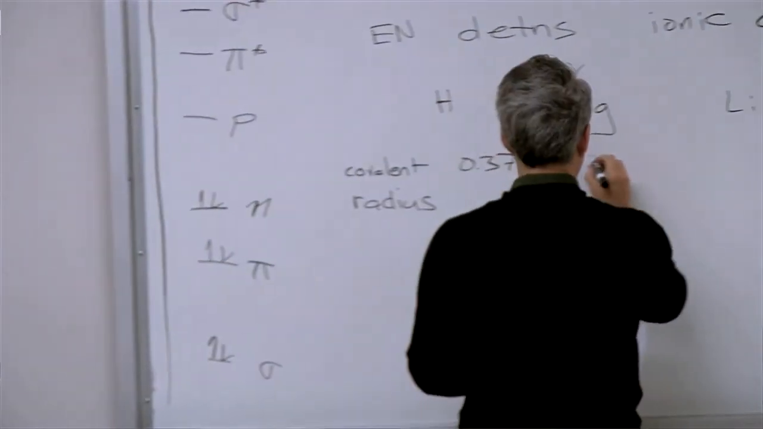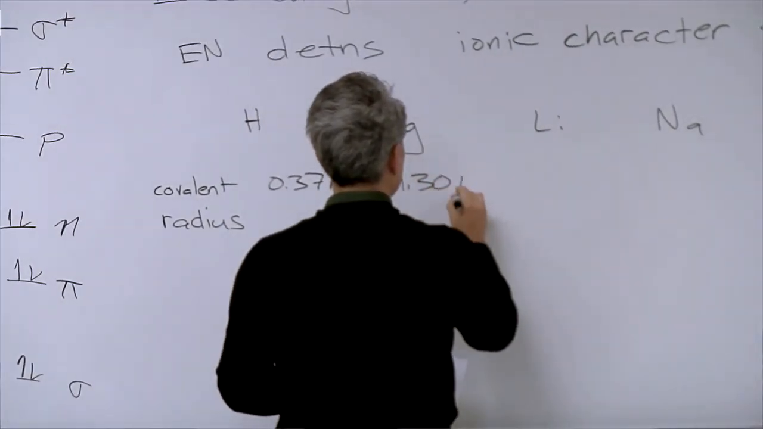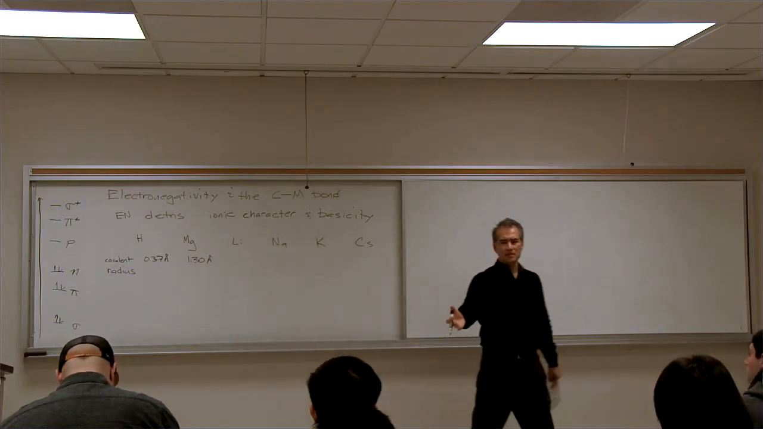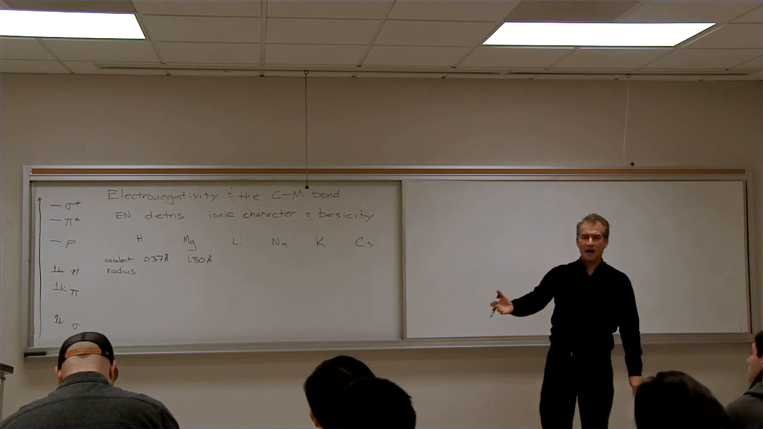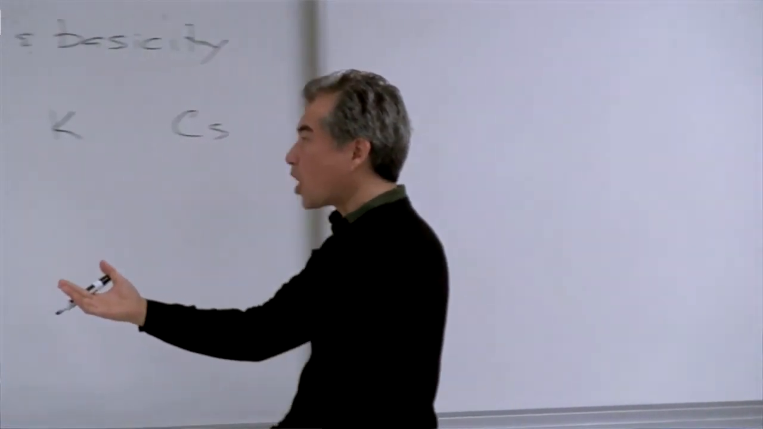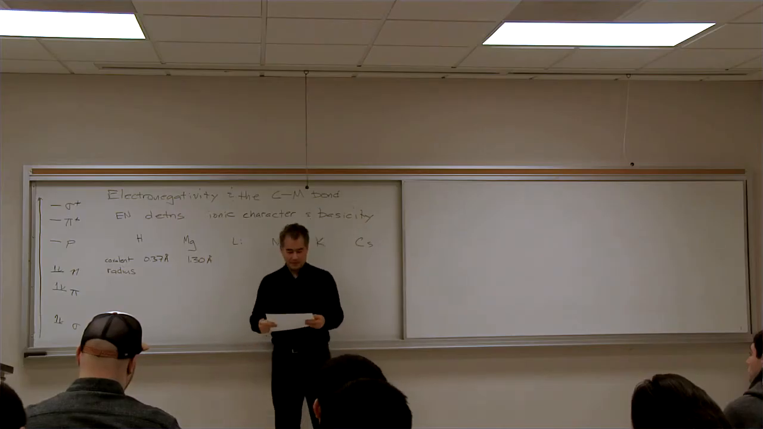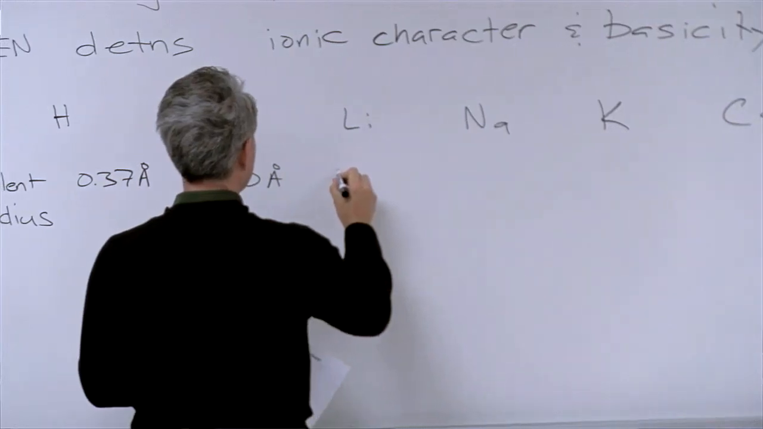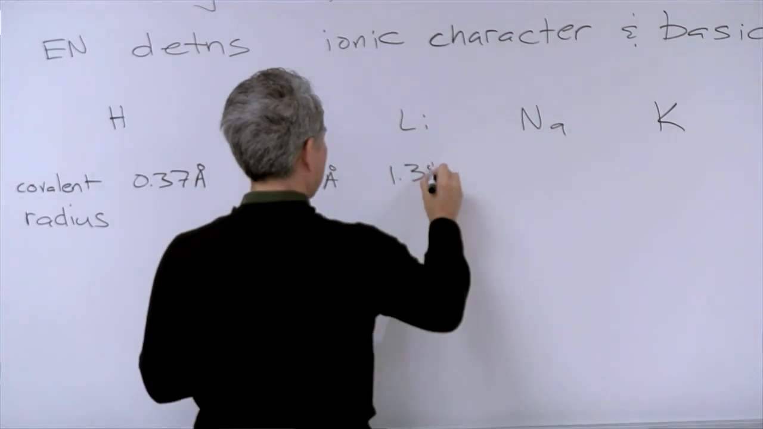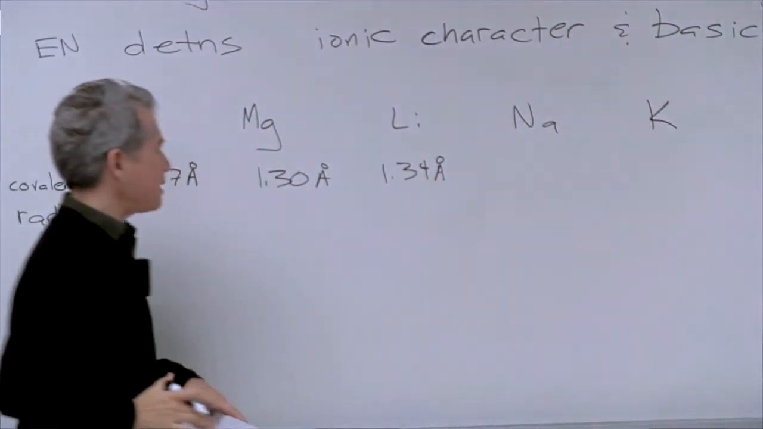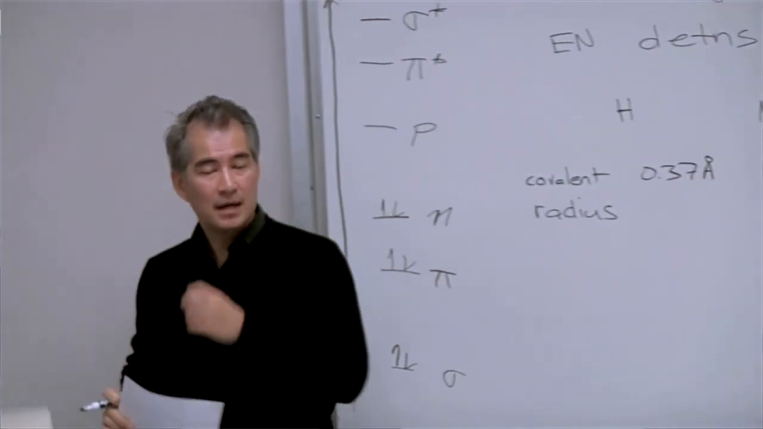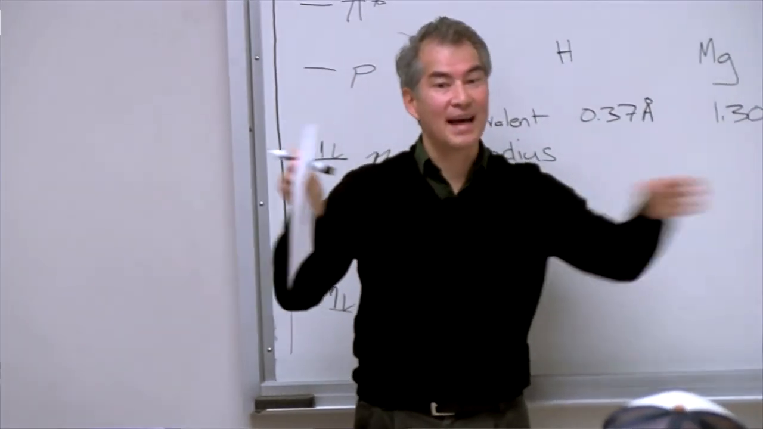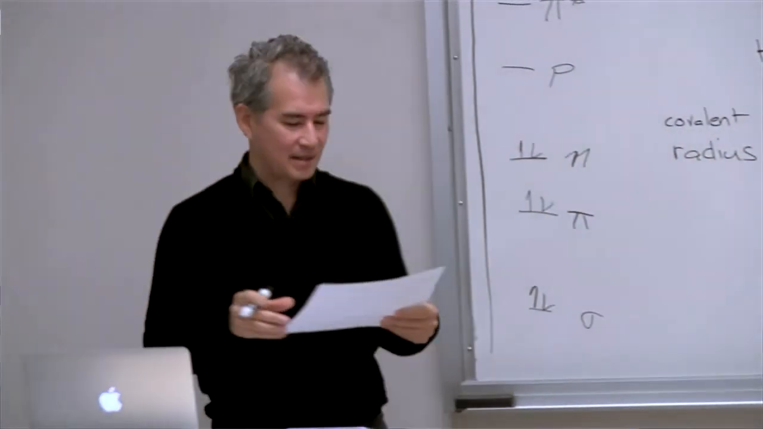I come over here to magnesium. And a bond between carbon and magnesium is much longer than a bond between carbon and a hydrogen atom. Similarly, if I make a bond between carbon and lithium, that's also longer. And it's about the same long length. And this is just the radius, so the actual diameter would be twice that, right? That's the radius I'm giving you.